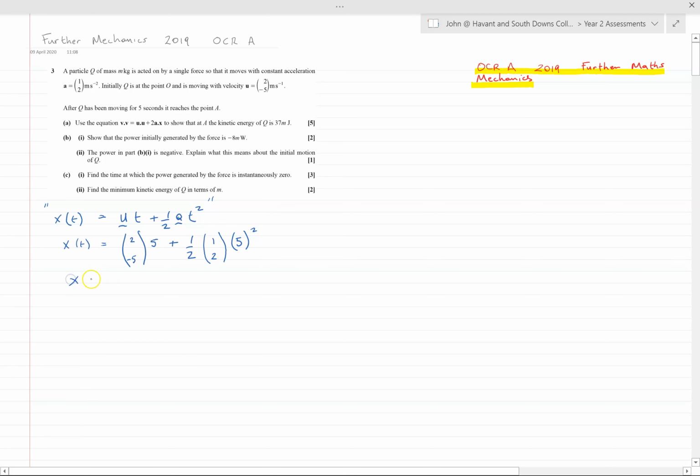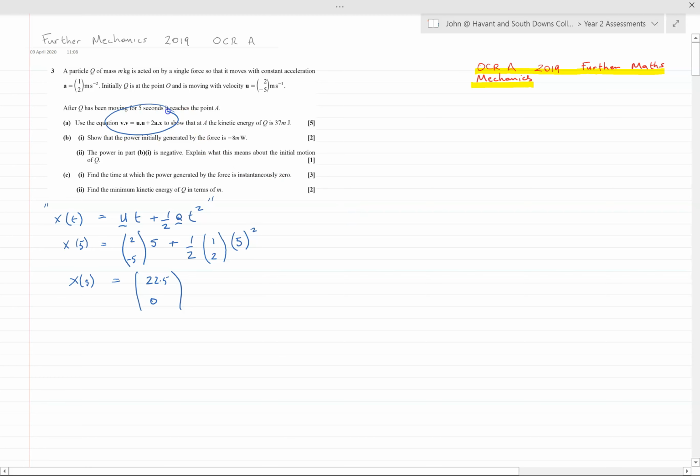And that gives us the displacement after 5 seconds. Putting 5 in there, on the top we've got 25 times half, so it's 12.5 plus 10, so it's 22.5. And on the bottom we've got minus 25 here, and plus 25 here, so that's 0. So that gives us the displacement after 5 seconds.